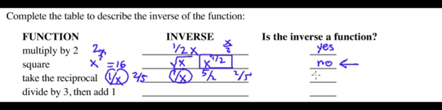And is it a function? Yep. It's undefined at 0, but that's all right. It's 1-to-1. That's what we care about. And if you're dividing by 3 and then adding 1, so if you have, say, x/3 plus 1, how do we get that back?